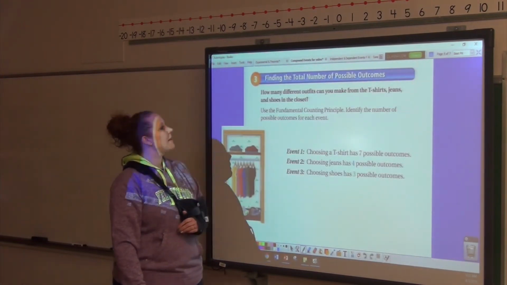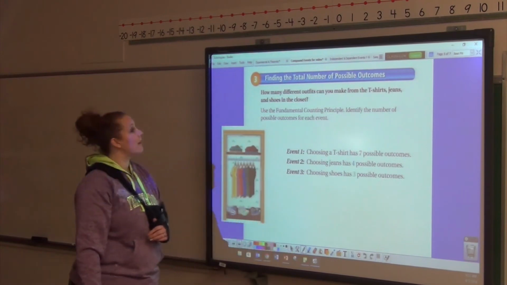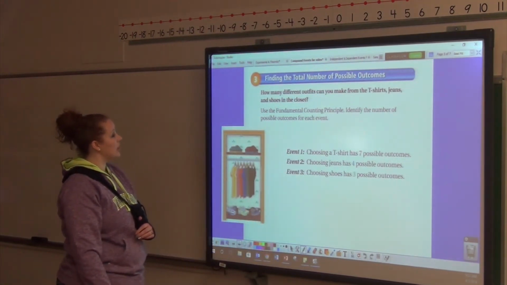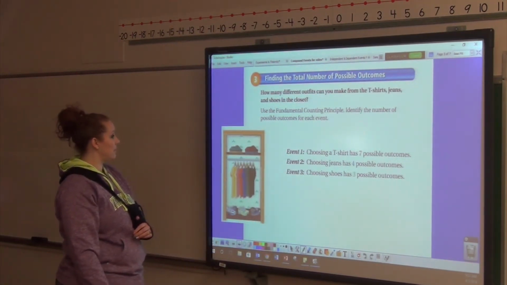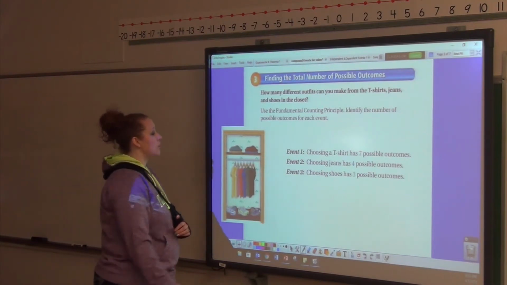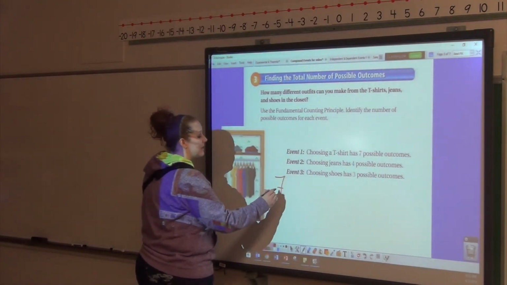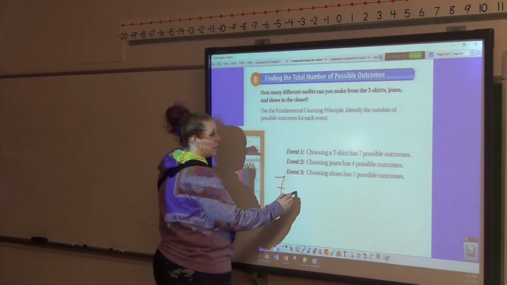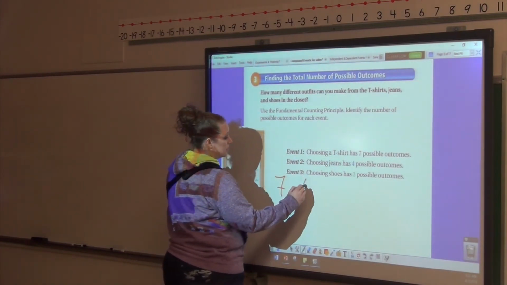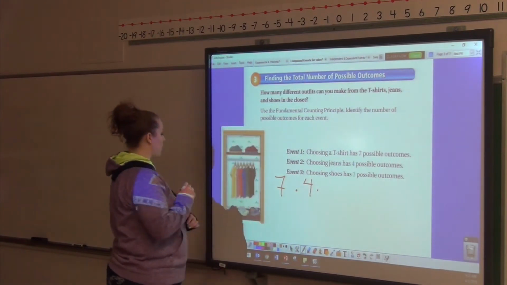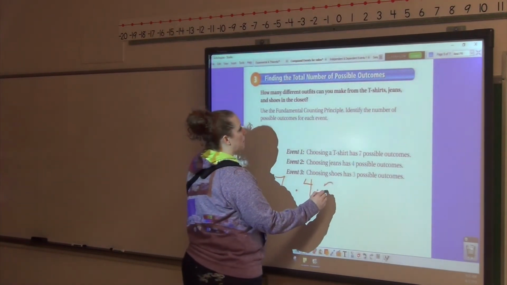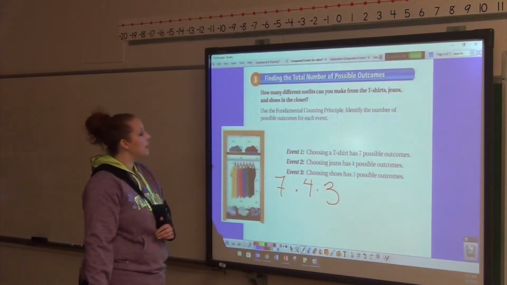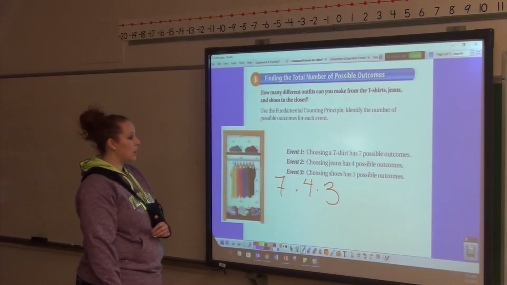How many different outfits can you make from the t-shirts, jeans, and shoes in the closet? Okay, so we have 4 t-shirts. Sorry, we have 7 t-shirts. We have 4 pairs of jeans, and we have 3 pairs of shoes in our closet.